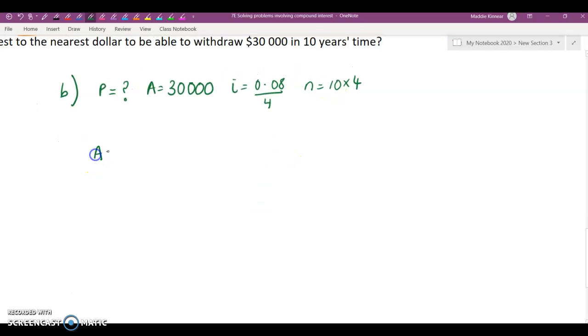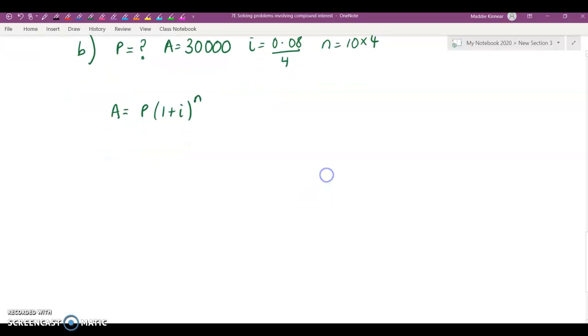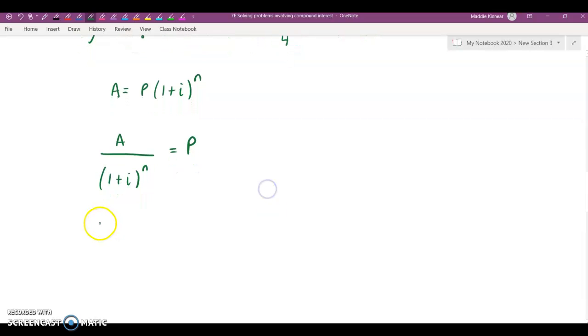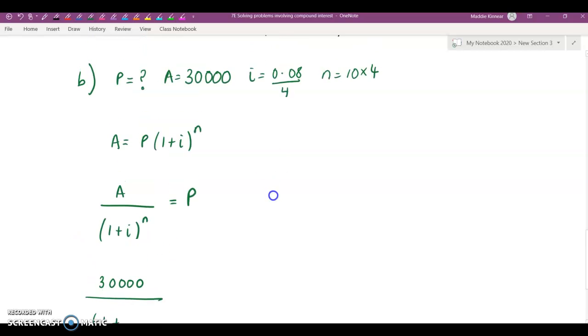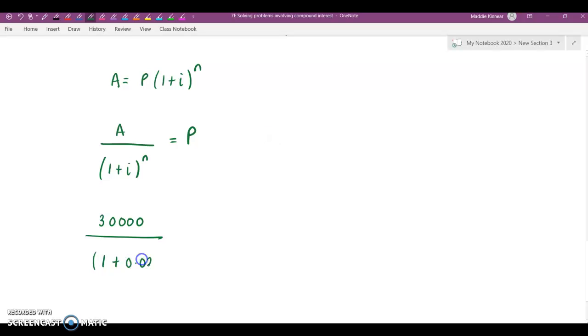Looking at this, we can have a look at our formula and how we can rearrange it. We want to make P the subject. To do that, all I'm going to do is divide by my (1 plus I) to the power of N, and that will give me P. So subbing in these values, I'm going to get 30,000 divided by (1 plus 0.02) all to the power of 40, and that will give me my P value.